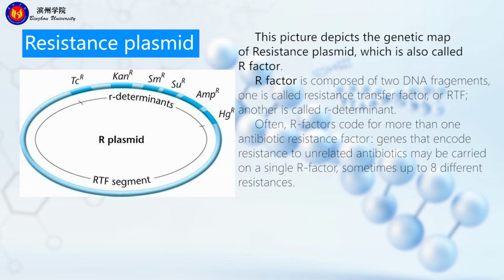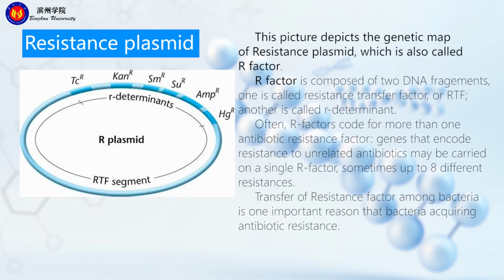Often, R factors code for more than one antibiotic resistance factor. The genes that encode resistance to unrelated antibiotics may be carried on a single R factor, sometimes up to 8 different resistances. Transfer of resistance factor among bacteria is one important reason that bacteria acquire antibiotic resistance.